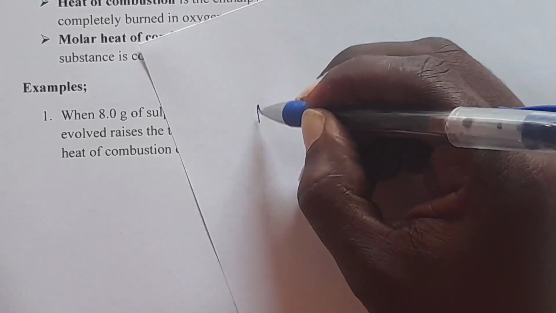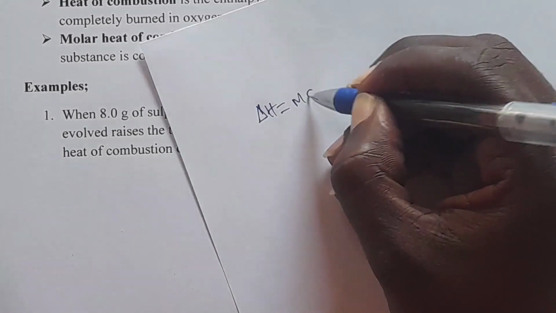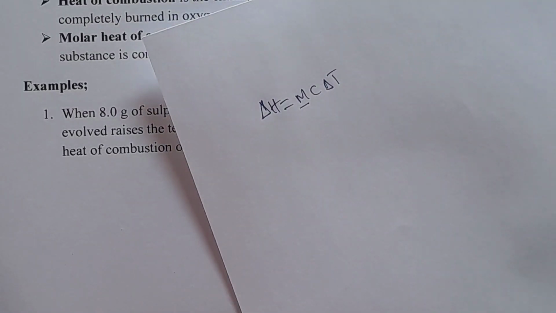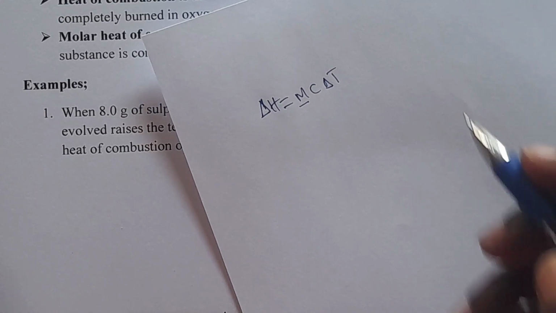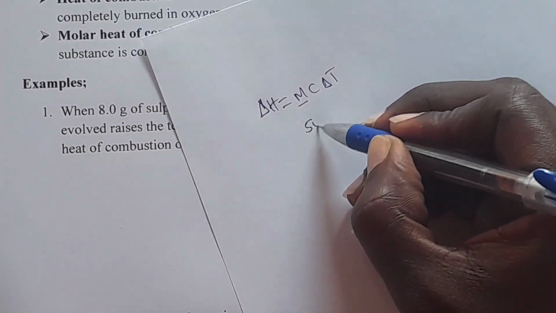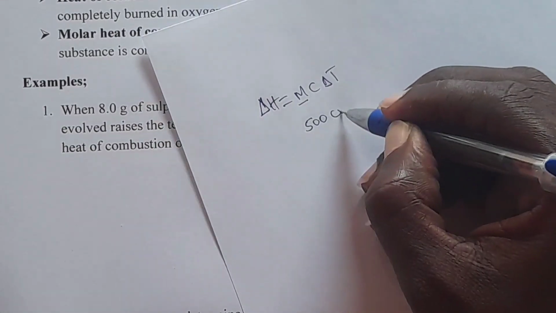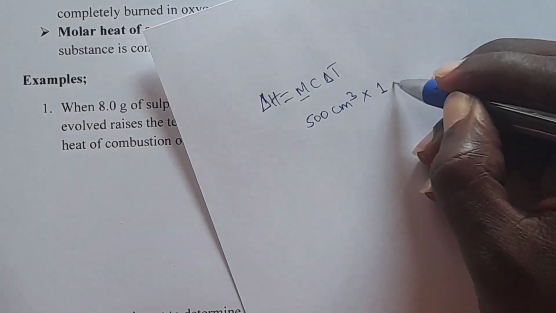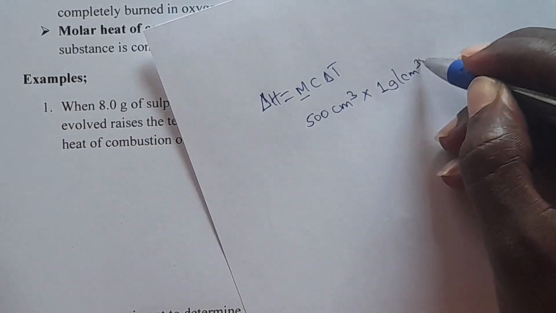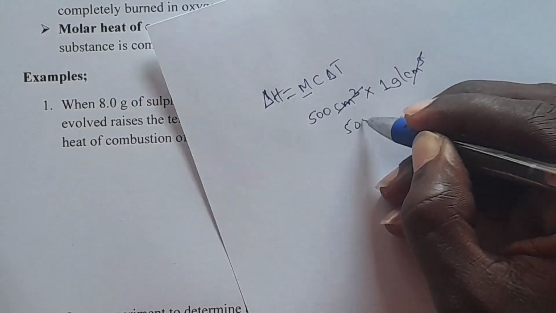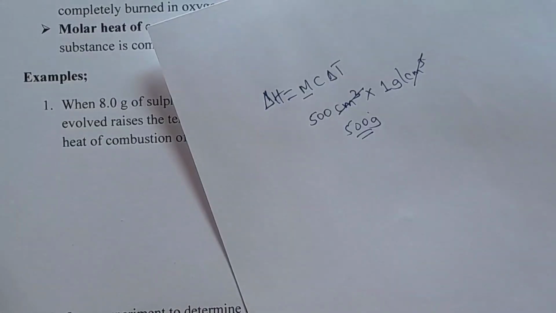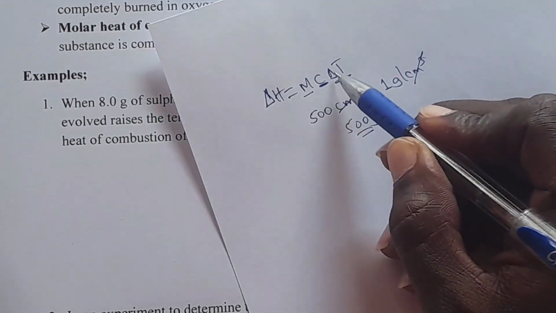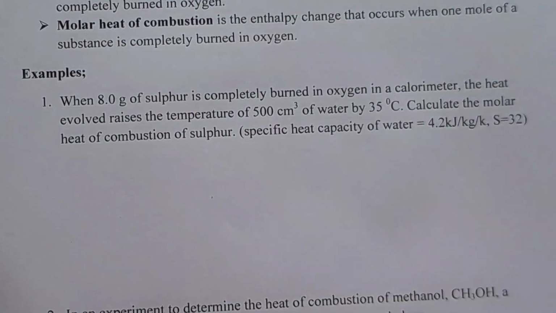We said enthalpy change is given by mc delta T, where m is the mass of the solution. Here we are given the volume of the water, and that volume we are going to convert into mass by multiplying by the density of the solution, which is given as 1 gram per centimeter cube. So the centimeter cube goes with centimeter cube, and we are going to get 500 grams as our mass of the solution. The specific heat capacity is given as 4.2, and the temperature change here is given as 35 degrees Celsius.